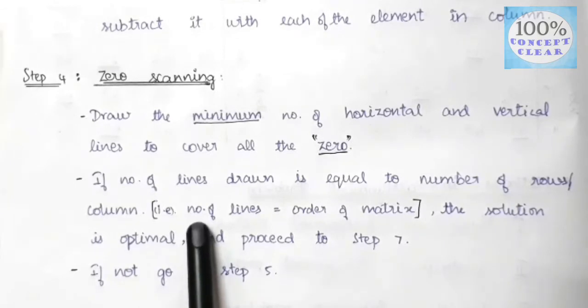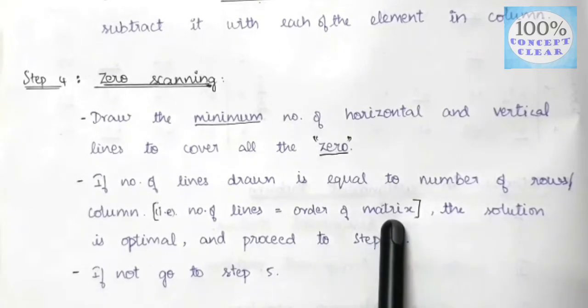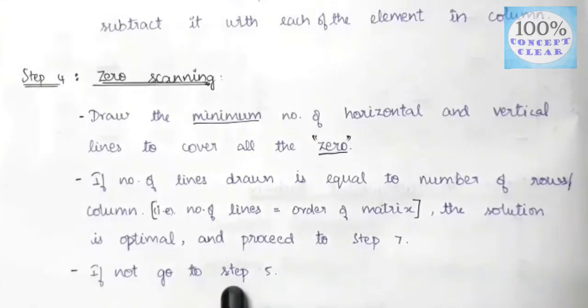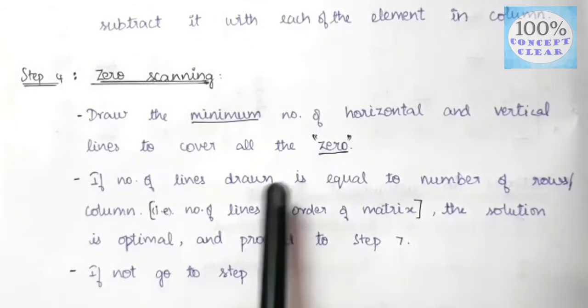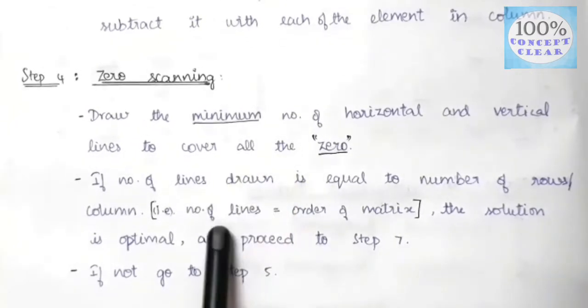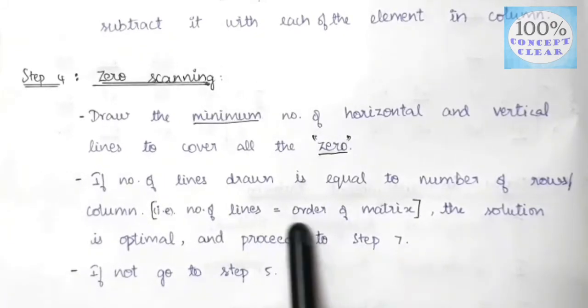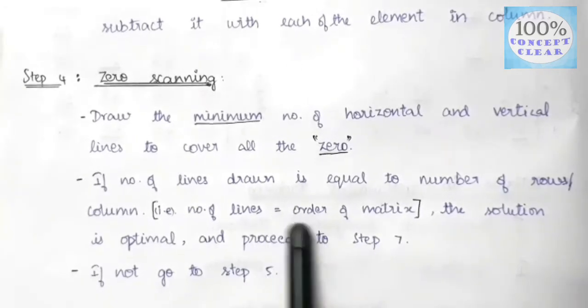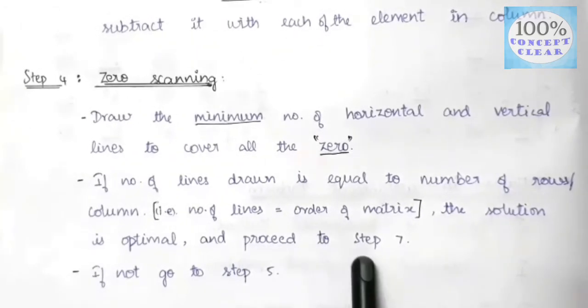See, now our number of lines and order of matrix are equal. So we are going to step 7. If not, we should again go to step 5, that is the uncovered element step. So we have to perform that again. Again we have to draw the lines and again we have to check whether the number of lines and order of matrix are equal. So we have to perform this until our number of lines and order of matrix becomes equal. So now we can proceed to step 7.